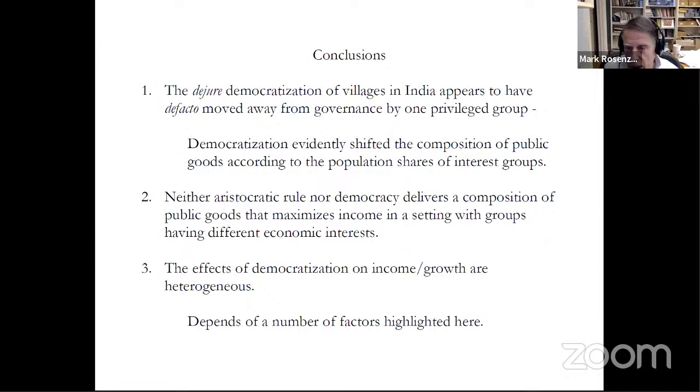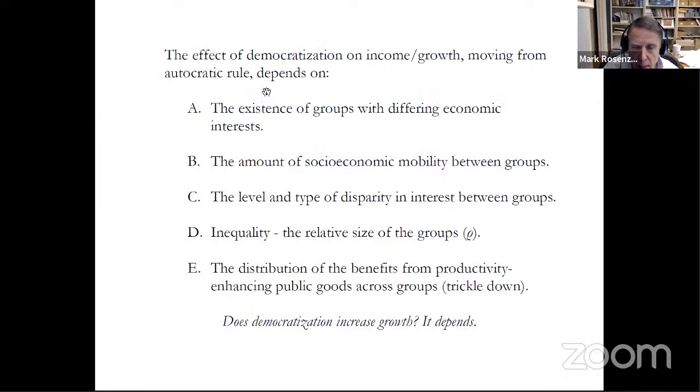And the third one is the point I made just earlier, that the effects of democratization are heterogeneous and they depend on a number of factors. And let me just highlight what those factors are that the model and the data suggest. First, what happens to the composition of public goods, and therefore what happens to income and growth, is going to depend on the existence of groups with differing economic interests. They could be ethnic groups, they could be economic groups, they could be religious groups. But if there are groups with different group interests, that's going to matter for what democracy or democratization does.